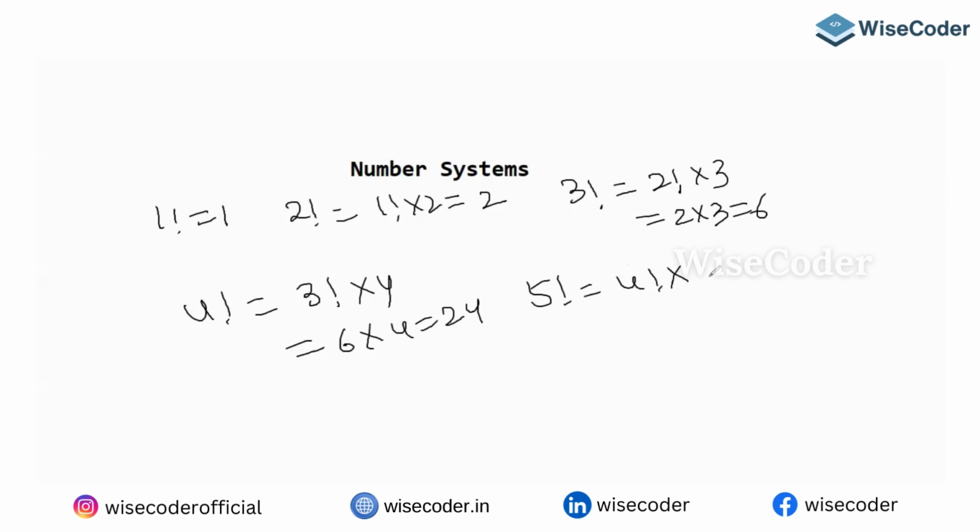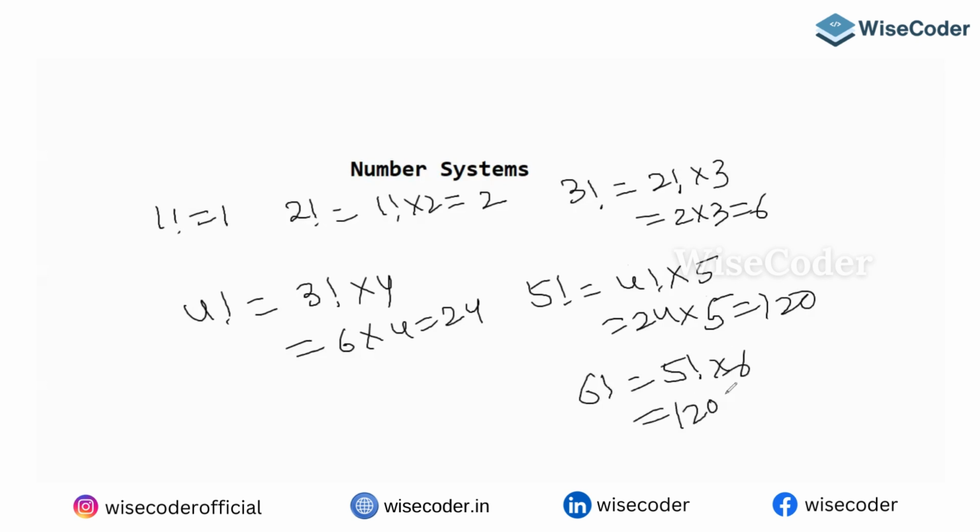4 factorial into 5. What is 4 factorial? 24 into 5 will give you 120. What is 6 factorial? 5 factorial into 6. What is 5 factorial? 120 into 6 will give you 720. Everybody should know 1 factorial to 6 factorial. And what is 0 factorial, guys? 0 factorial is 1.